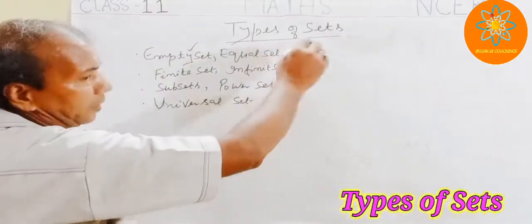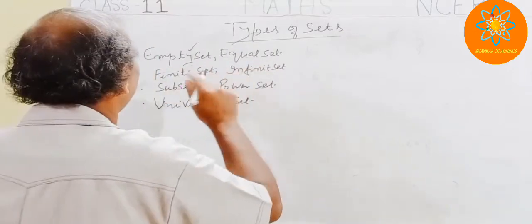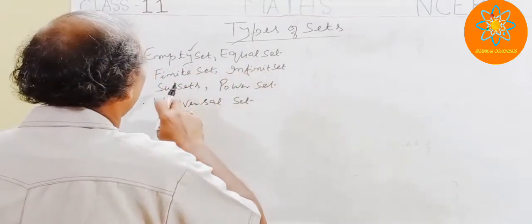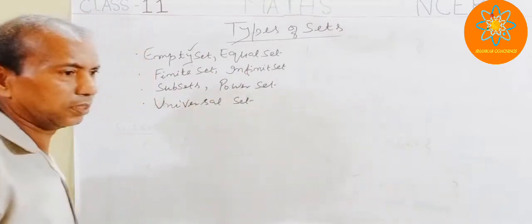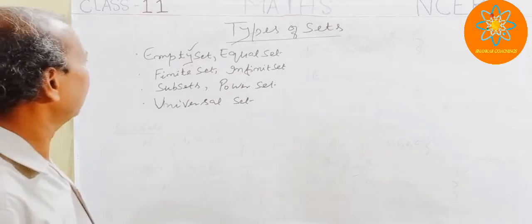Now the types of sets. The different types of sets are empty set, equal set, finite set, infinite set, subset, power set and universal set. So first of all we will see the empty set.